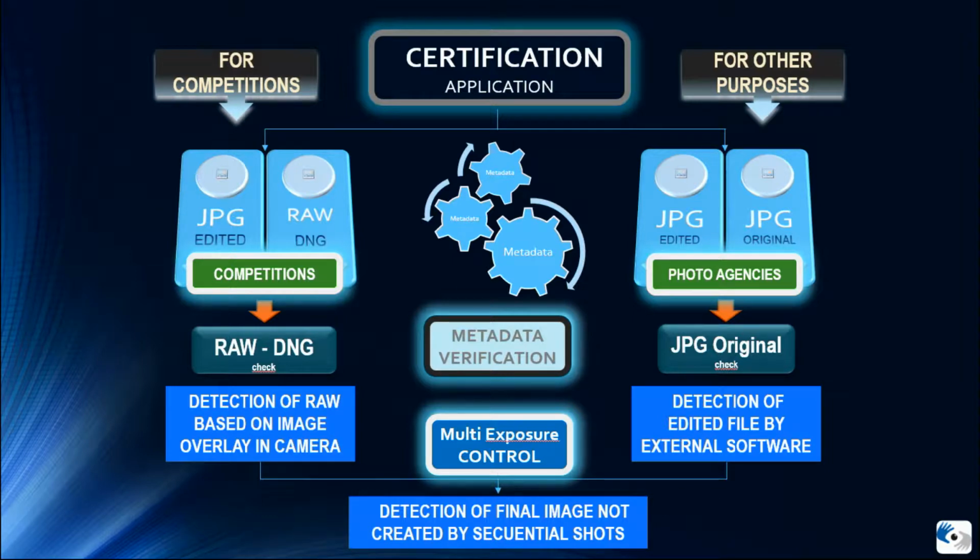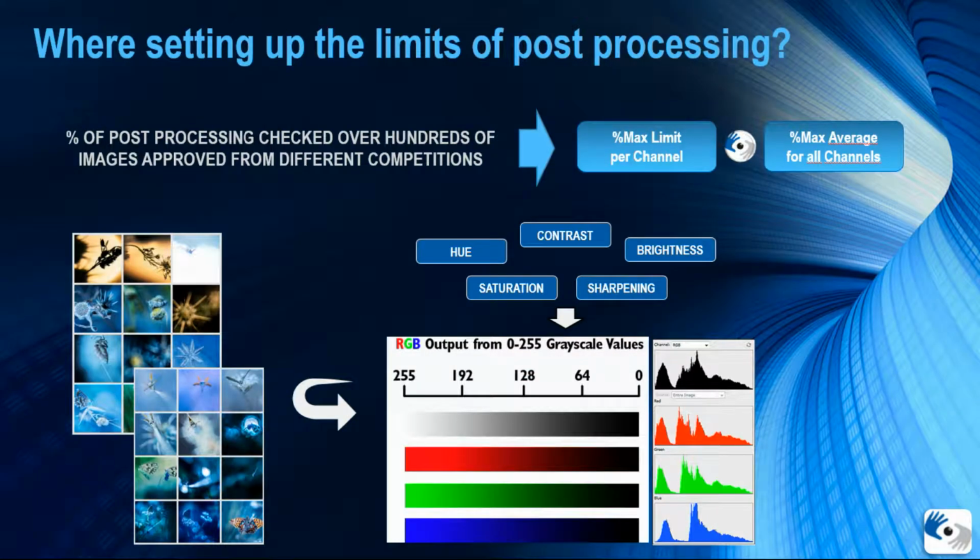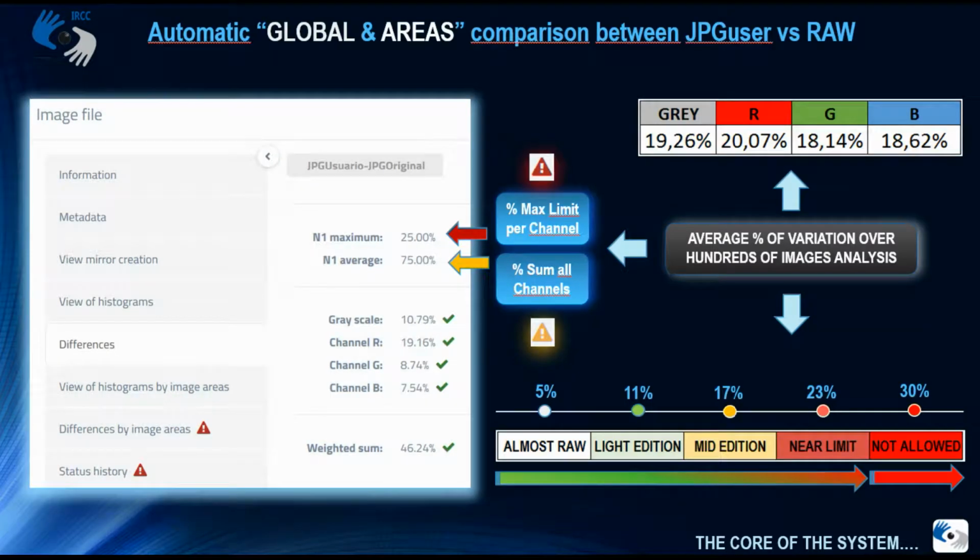All processing parameters applied to the image represent changes of the values 0 to 255 for each pixel. So we measure the percentage variations resulting in the RGB channels over maximum values allowed.